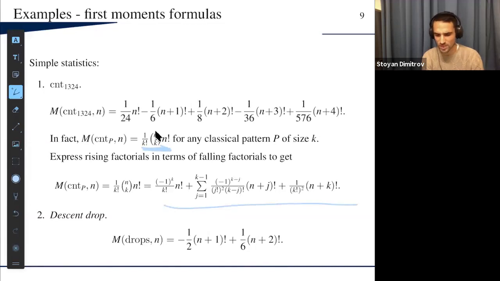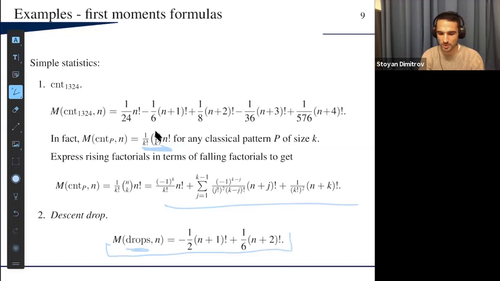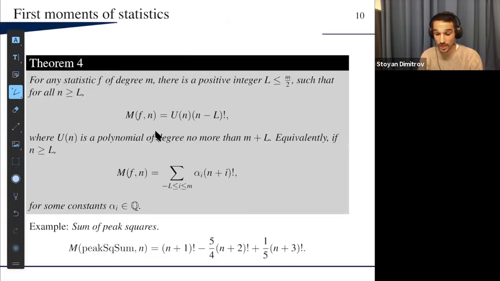So this is not a big challenge for classical patterns, but certainly for some other statistics like the descent drops, the linearity of expectation could not work in that immediate way. So here is another formula that we got using the approach I described. And also for a general statistic, we have a similar formula.